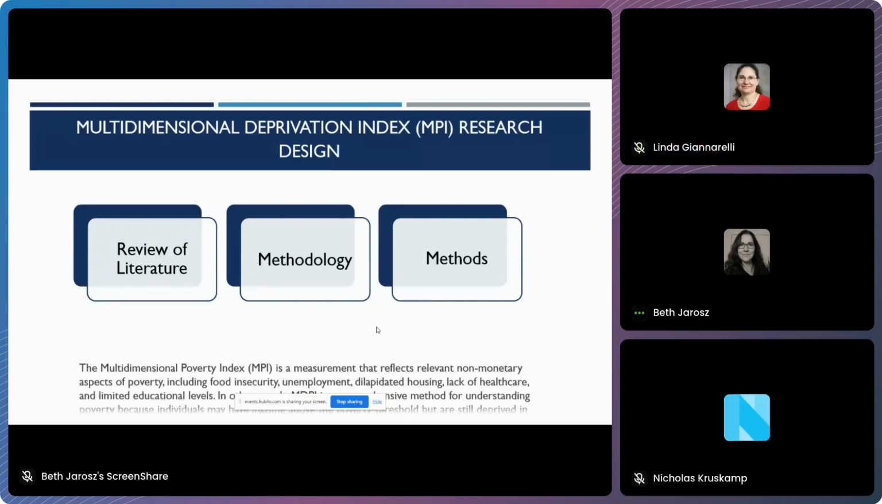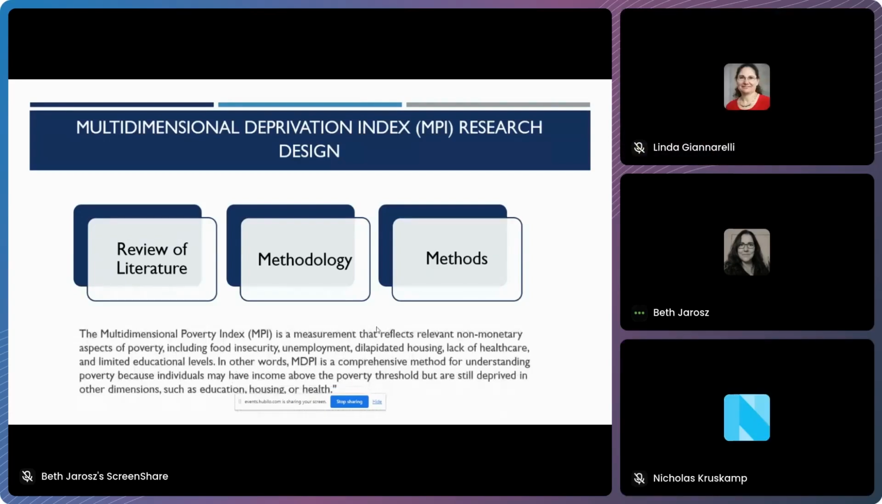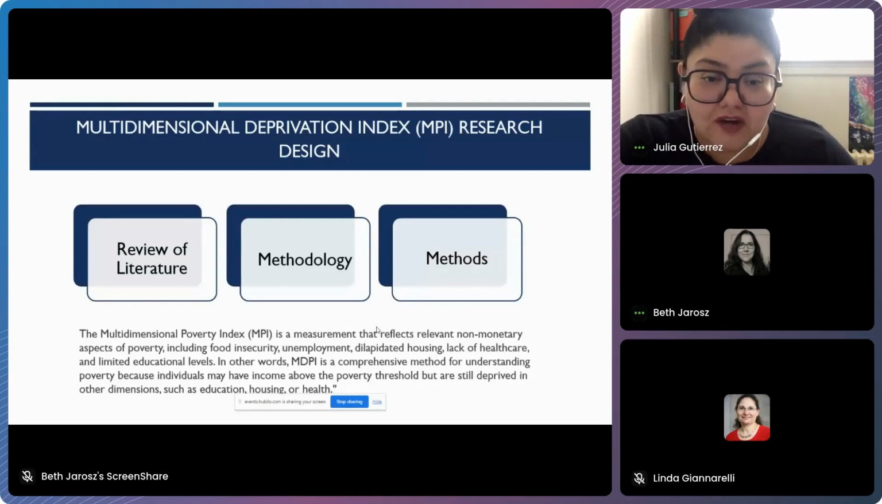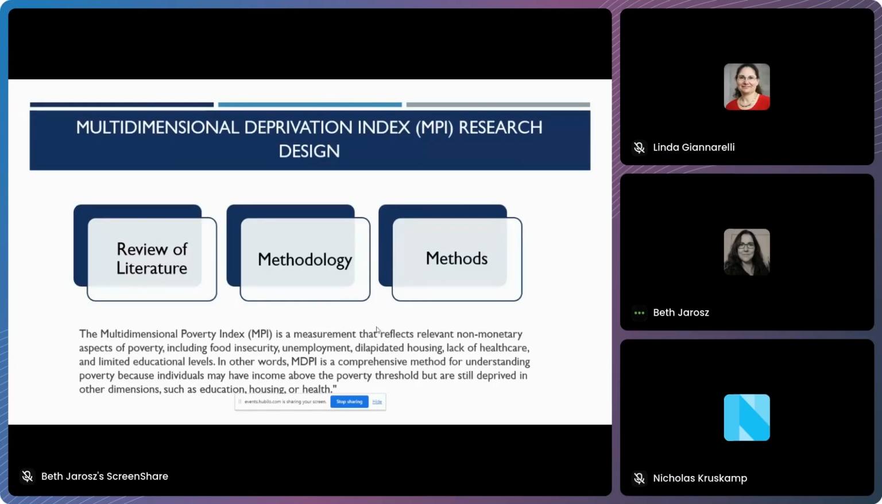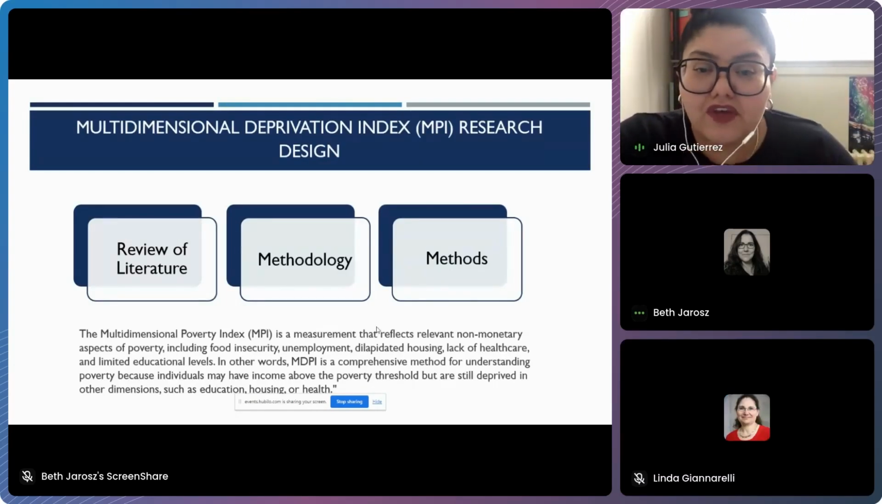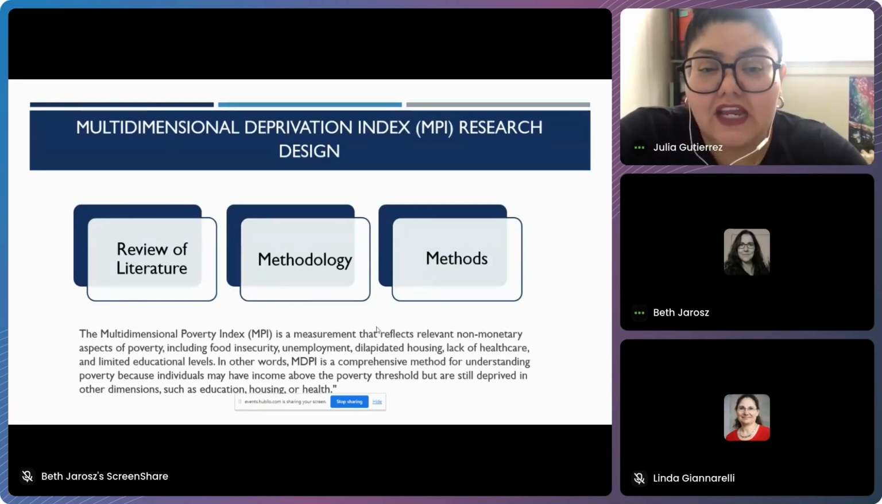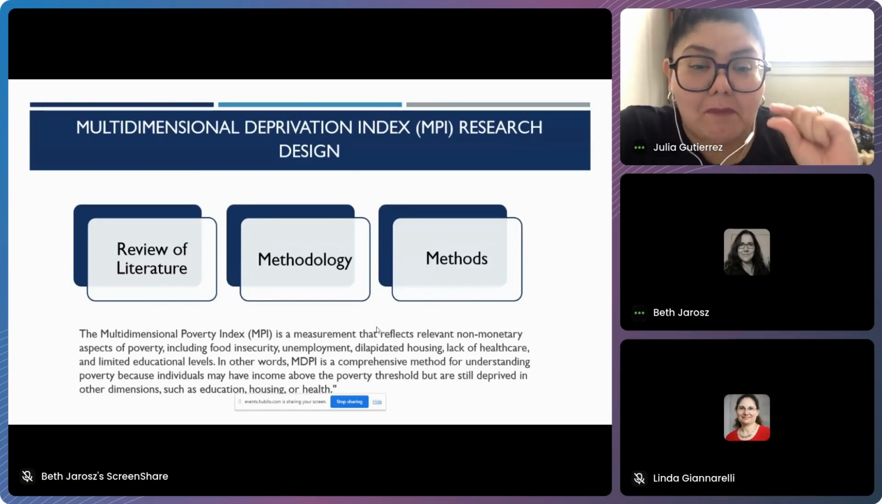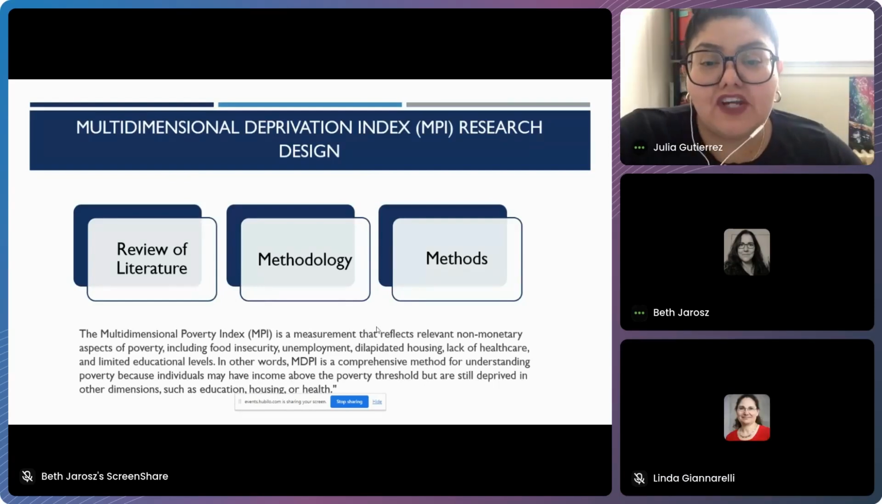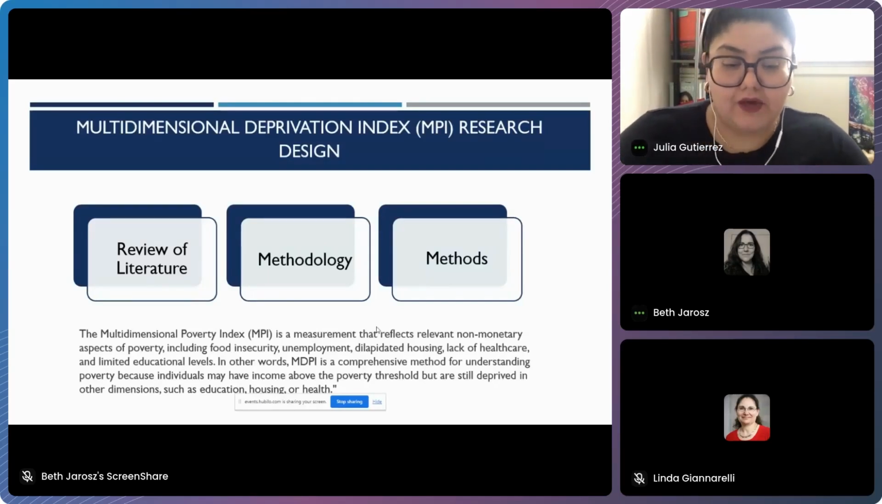So I also wanted to provide a quick definition of what is the multidimensional poverty index. It's a measurement that reflects relevant non-monetary aspects of poverty, including food insecurity, unemployment, dilapidated housing, lack of healthcare, and limited education levels. So in other words, what the MPI does is it provides a comprehensive method for understanding poverty, because individuals may have income above the poverty threshold but are still deprived in other dimensions such as education, housing, or health.